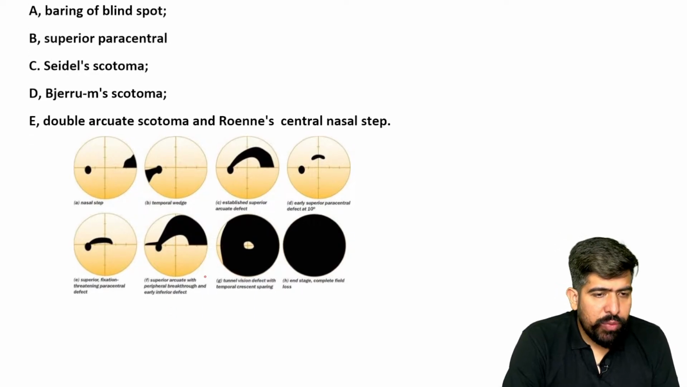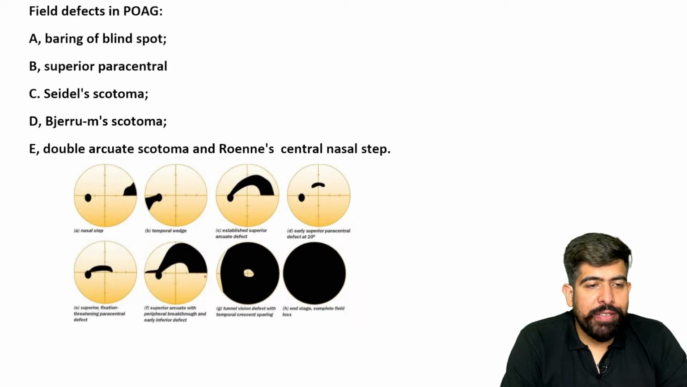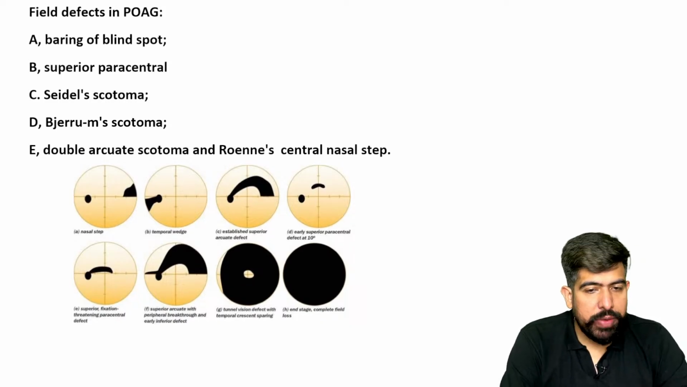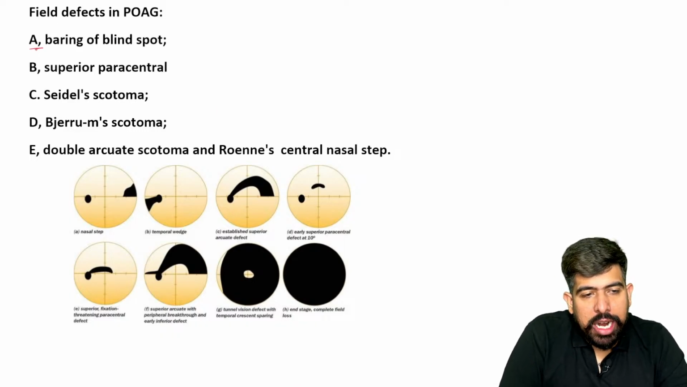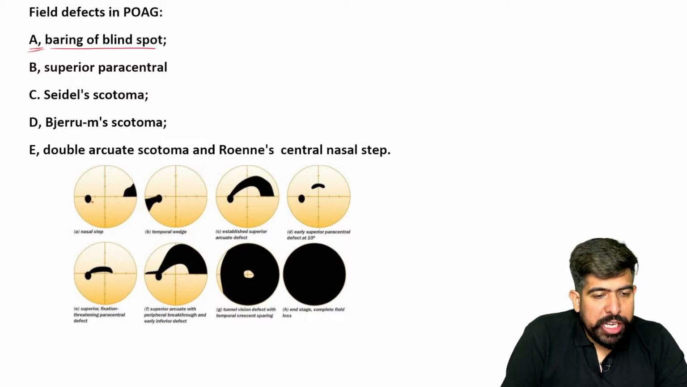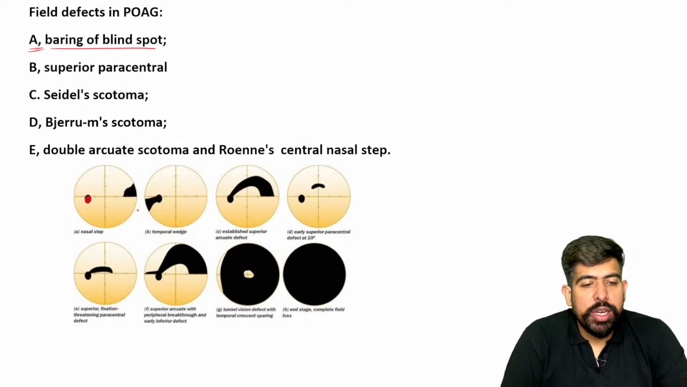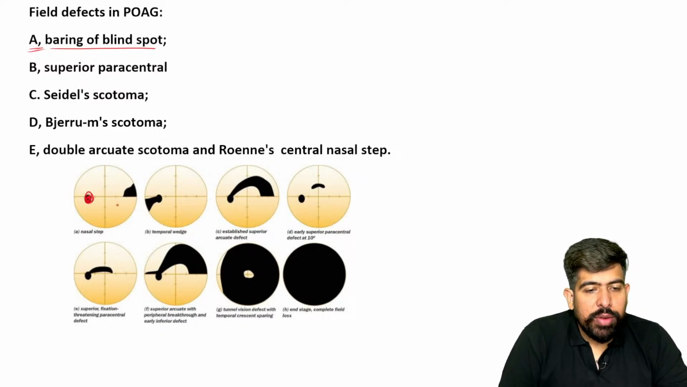Also, from the topic we are talking about, the patient has field defects. What kind of field defects are we talking about here? Just remember this. The patient starts with the blind spot. This is the blind spot, the physiological blind spot. So first of all, there is an enlargement of this blind spot.